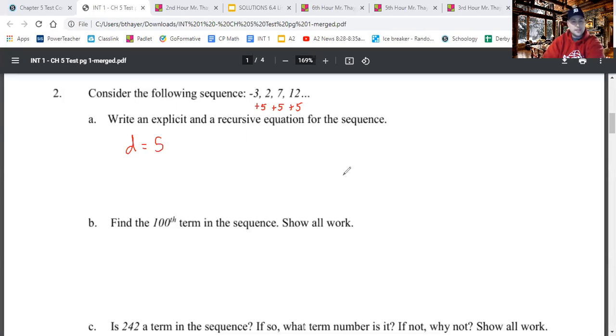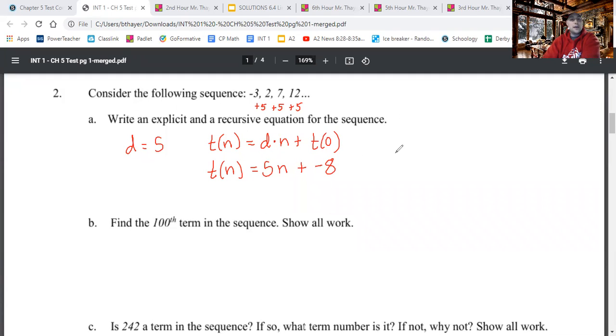For number 2, we have a sequence, and you can see we're adding 5 each time, so our common difference is 5. Now we're tasked with writing an explicit and recursive equation to represent it. So the explicit will follow this format of your difference times n plus t of 0. So our explicit arithmetic equation will be 5 times n plus, working our pattern backwards by subtracting 5, plus -8, or you could put -8 would be fine.